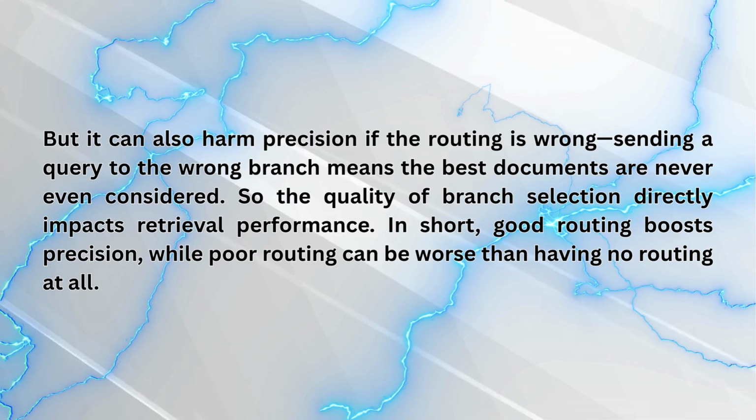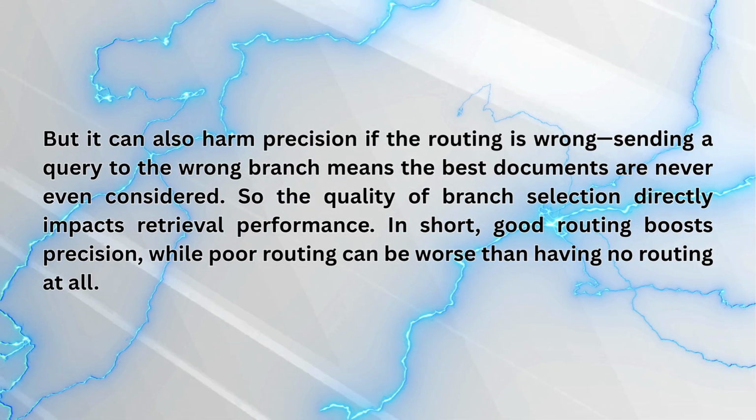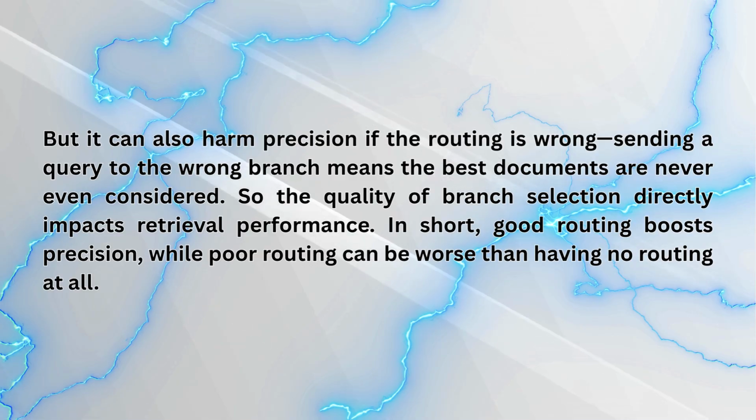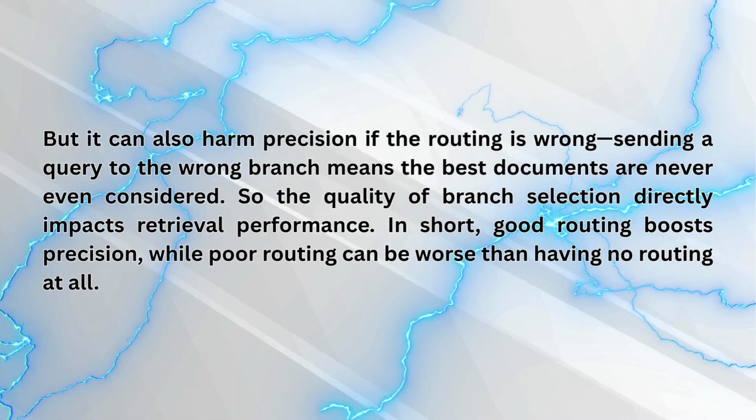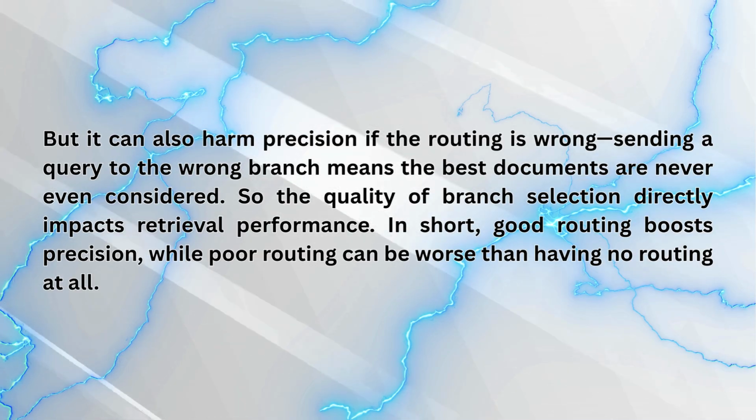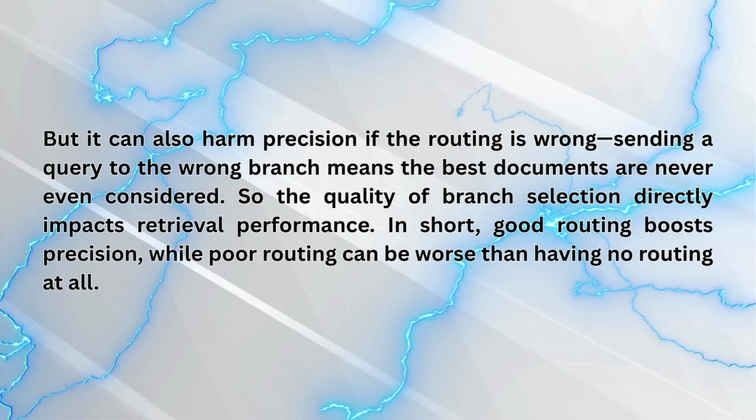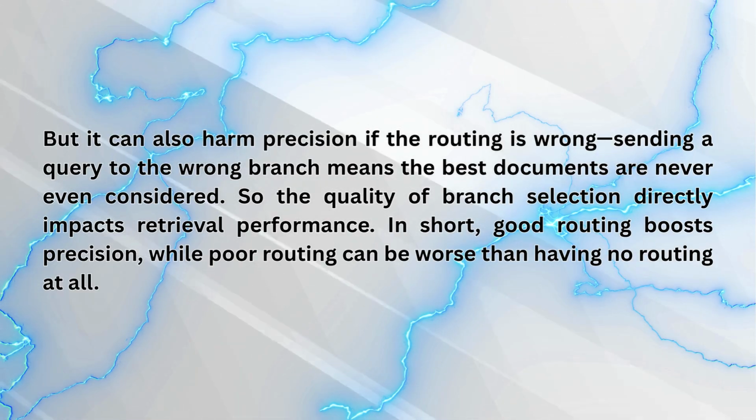Sending a query to the wrong branch means the best documents are never even considered. So the quality of branch selection directly impacts retrieval performance. In short, good routing boosts precision, while poor routing can be worse than having no routing at all.